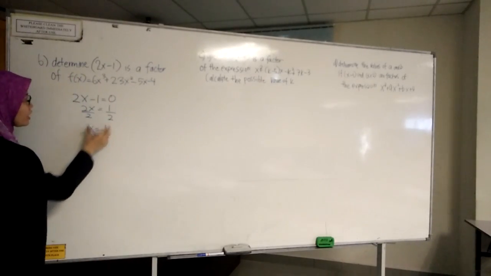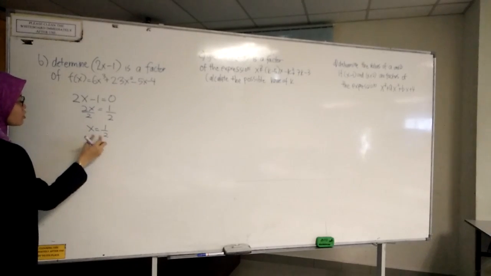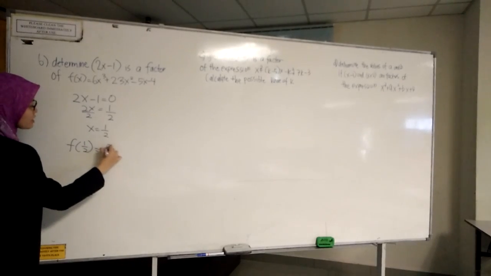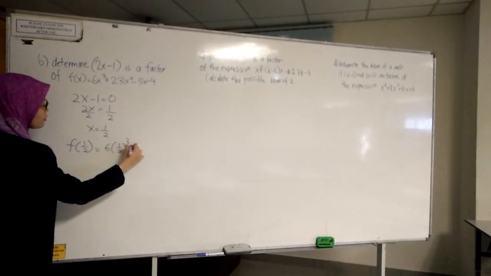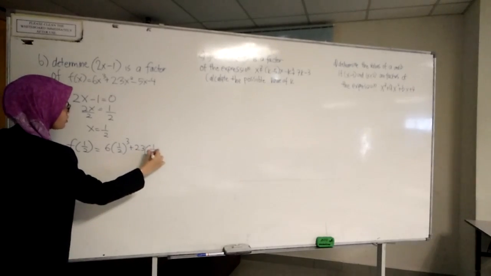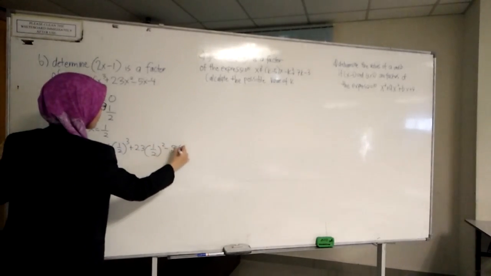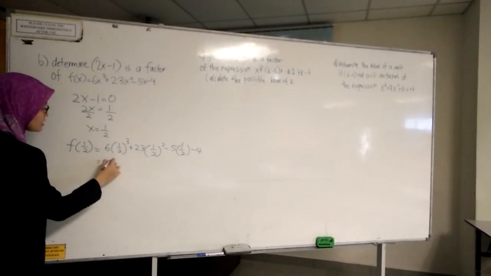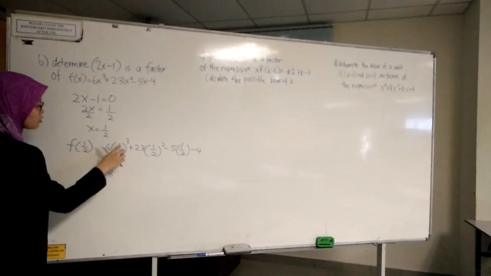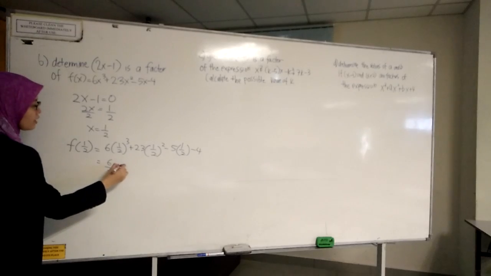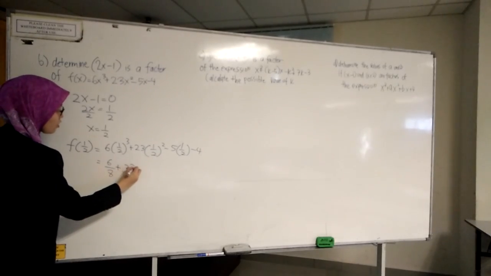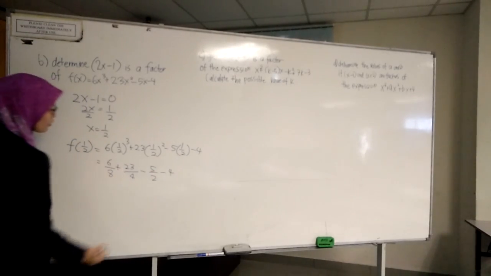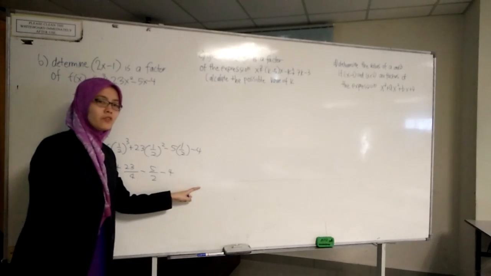Okay. Now you have the value of this linear equation as x equals 1/2. You substitute inside here, f(1/2), and then 6(1/2) cubed plus 23(1/2) squared minus 5(1/2) minus 4. Okay, as you can see here is 6/8, because (1/2) to the power of 3 is 1/8. Okay, this one is the 23/4 minus 5/2 minus 4. Okay, this is a fraction.